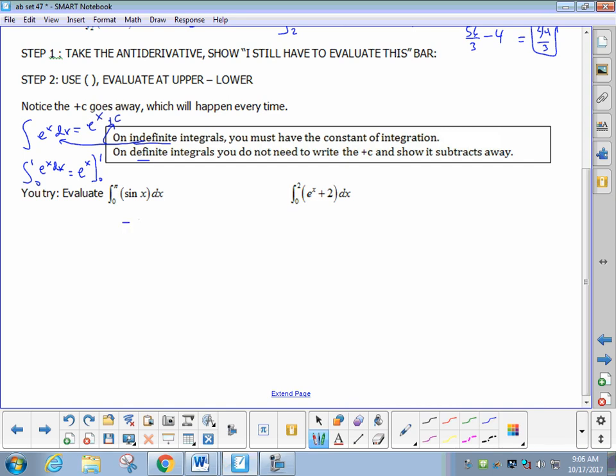Cosine of x or negative cosine of x? Negative cosine. The upper minus the lower. That's crucial that you get the order right.